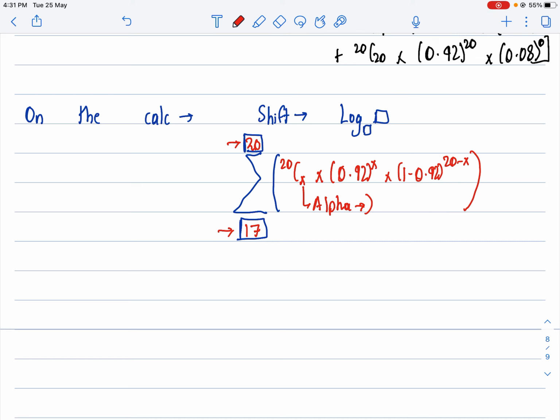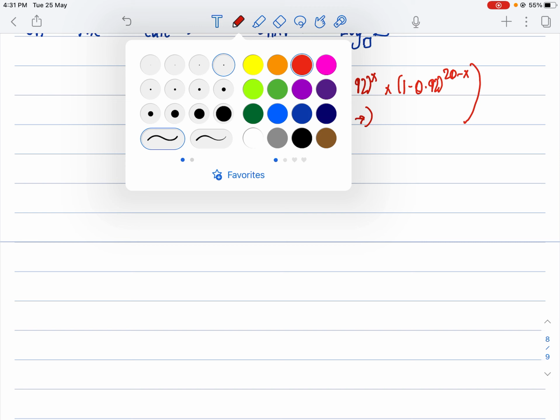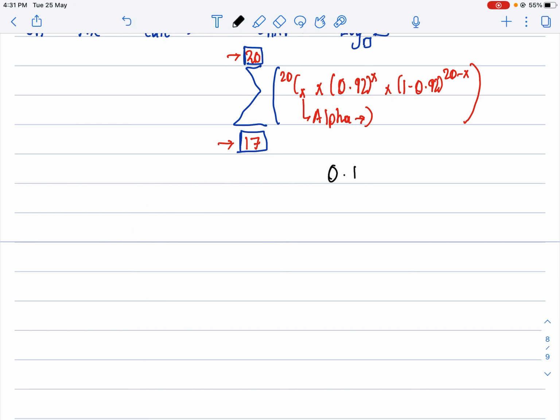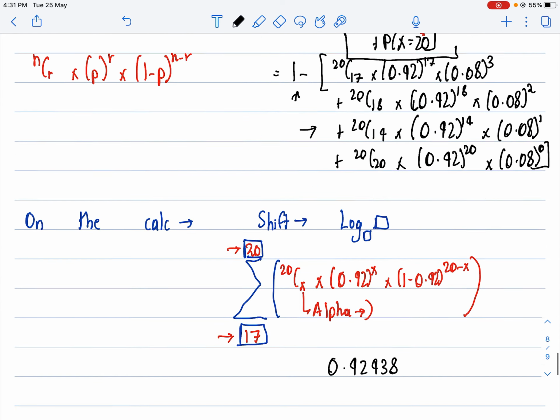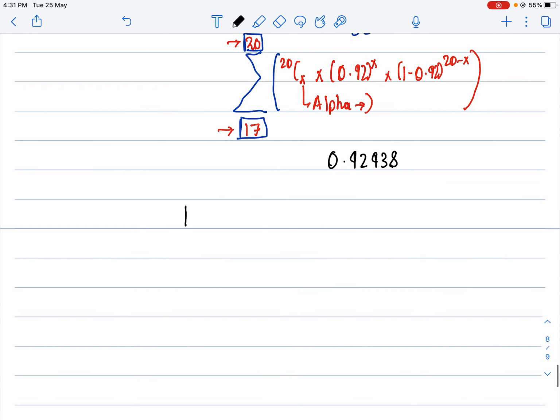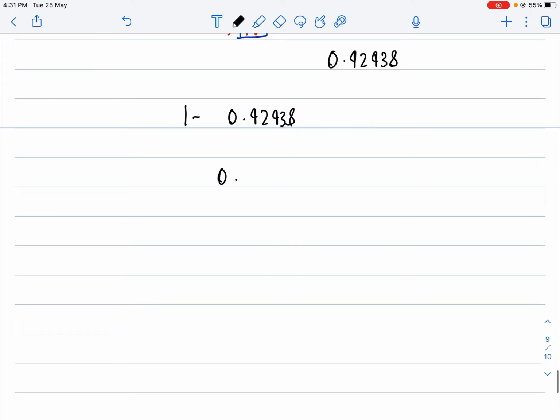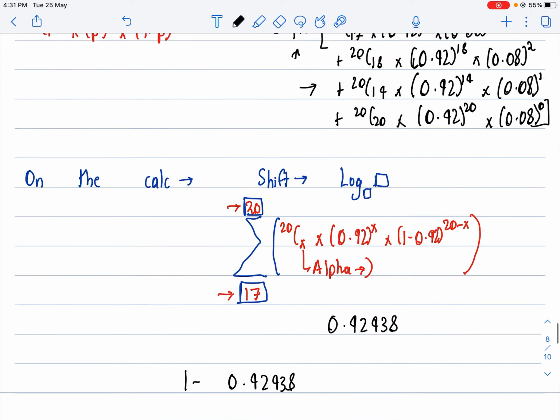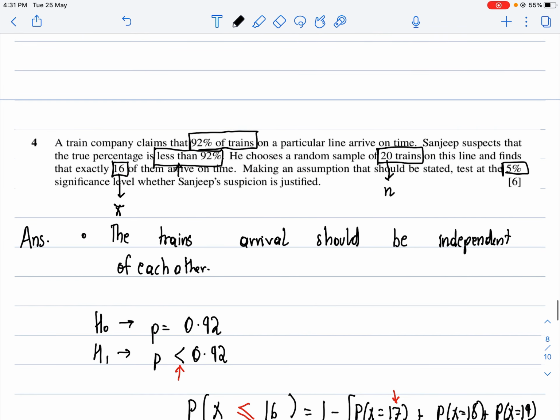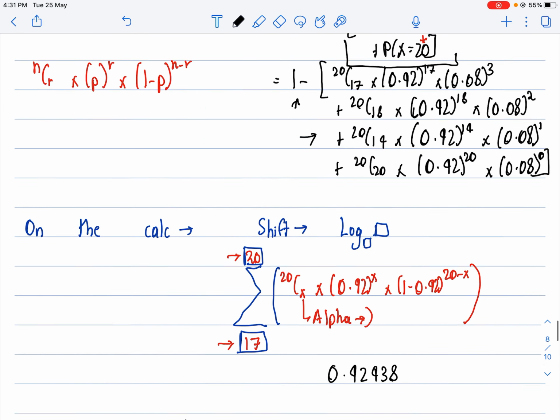When I click on equal to, I get my answer as 0.92938. But now there's a 1 minus. So I write 1 minus 0.92938, and I get my answer as 0.0706. Now I need to test this. I'll test this with a 5% significance level.